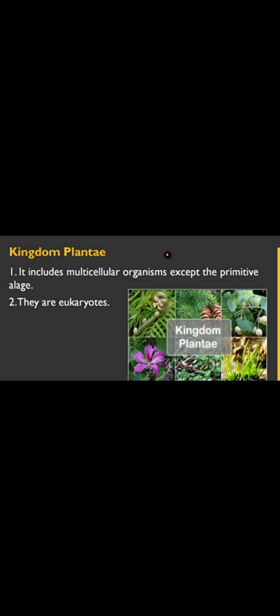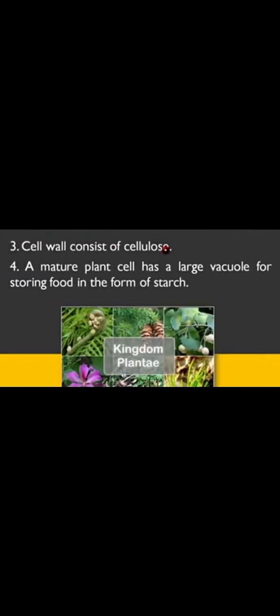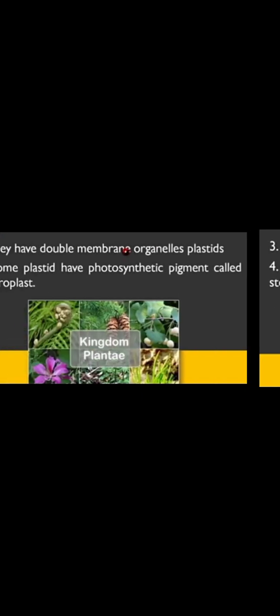Now comes the kingdom Plantae. Kingdom Plantae includes multicellular organisms except the primitive algae. They are eukaryotes. The cell wall consists of cellulose. A mature plant cell has a large vacuole for storing food in the form of starch.